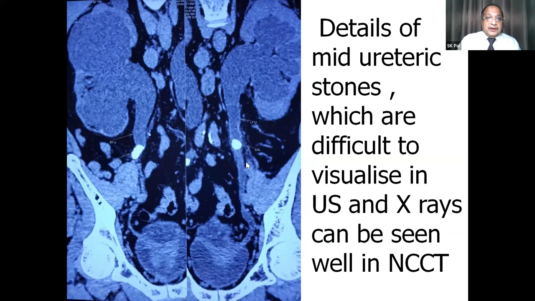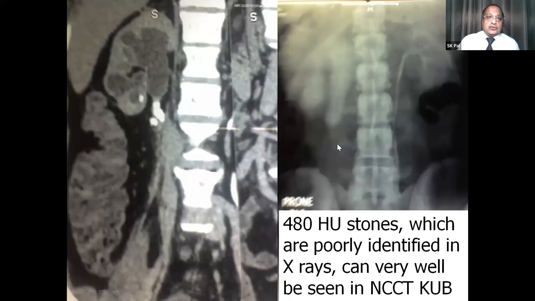This area, which was very difficult, we used to call it a graveyard, because in earlier days we were only doing X-ray KUBs, and in the sacroiliac joint area we were not able to identify the stones, because the sacroiliac joint is a white area and white over white cannot be seen. But now with the CT, you can nicely see the middle ureteric stones. So CT shows all the stones. And particularly if the stone is not very dense, like this 480 Hounsfield unit stone, if you compare X-ray with the CT, you can very well see how much more the CT has shown.